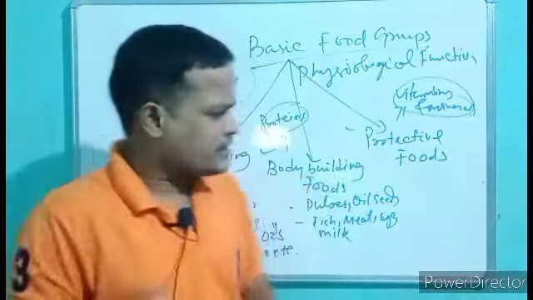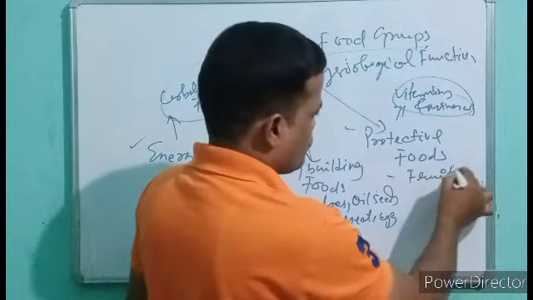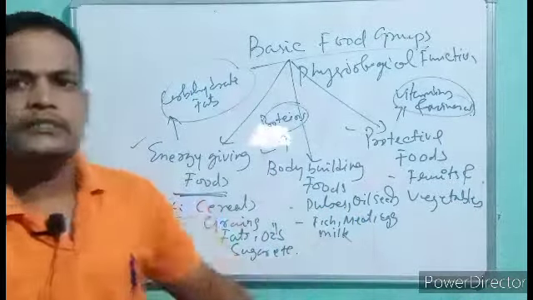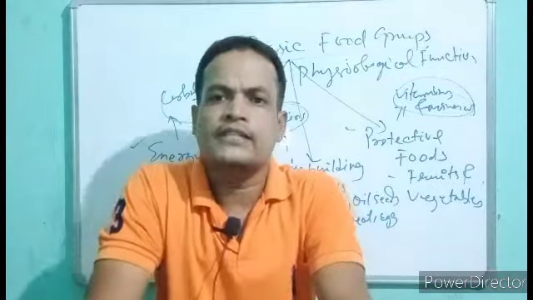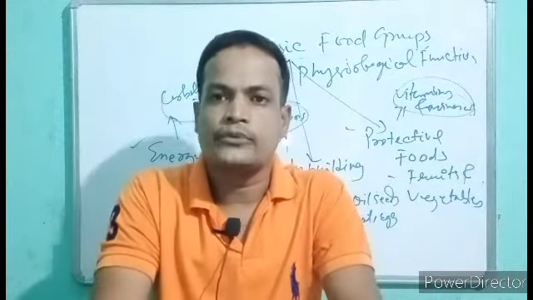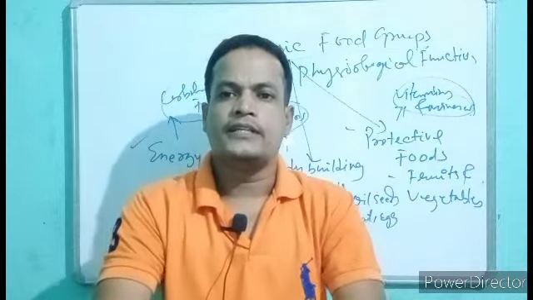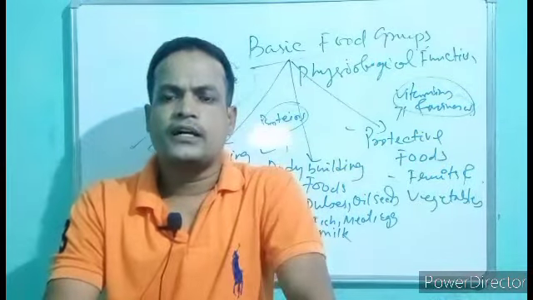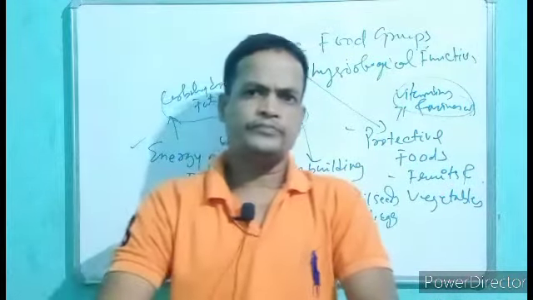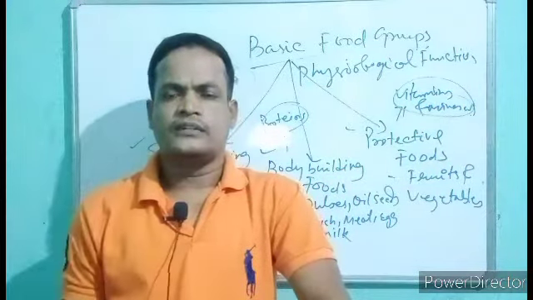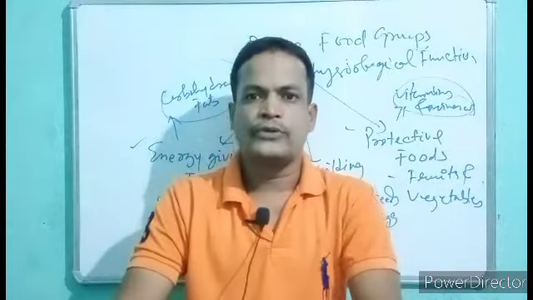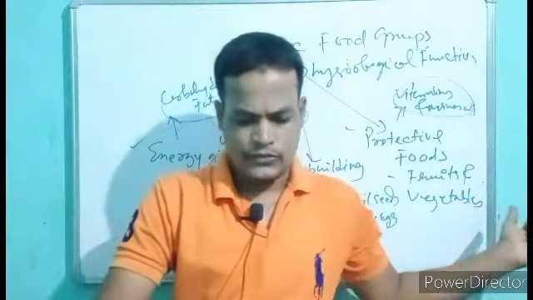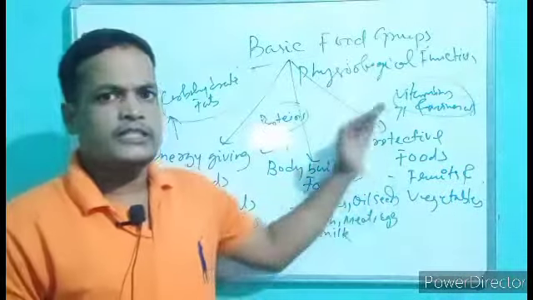So what are the protective foods? Protective foods include fruits and vegetables. So the basic food groups are divided into three broad categories: energy giving food, bodybuilding food, and protective food. Energy giving foods are generally carbohydrate and fats. Bodybuilding food is protein, and protective foods are vitamins and minerals. Cereals, grains, oils, sugar are the energy giving foods. Pulses, fish, meat, egg, milk are the protein content or bodybuilding foods. Fruits and vegetables supply vitamins and minerals. So these are the basic food groups.